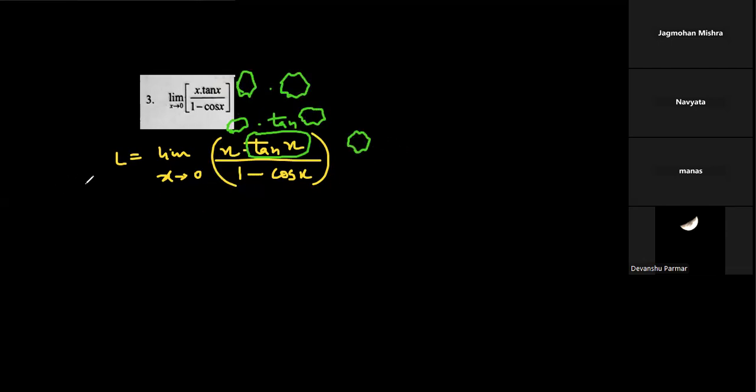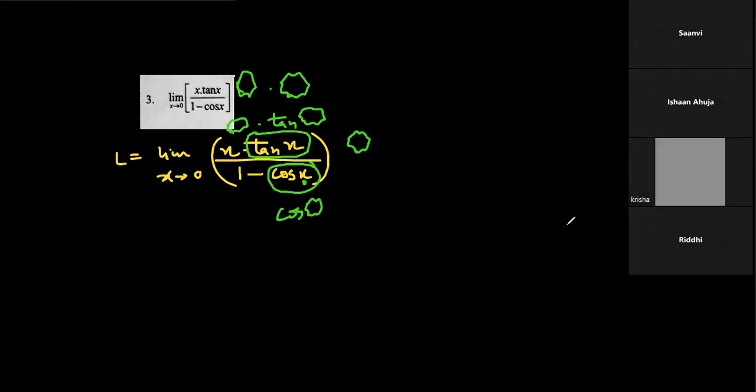Look at the denominator. In the denominator, I have 1 minus cos x. What is x approaching? x is approaching 0. This angle, so cos of 0. This is approaching cos of 0. What is cos of 0? Yeah, tell me, Sanvi, what is cos of 0? 1. So this is 1 minus 1. So it is going where? 0. So you got 0 by 0.